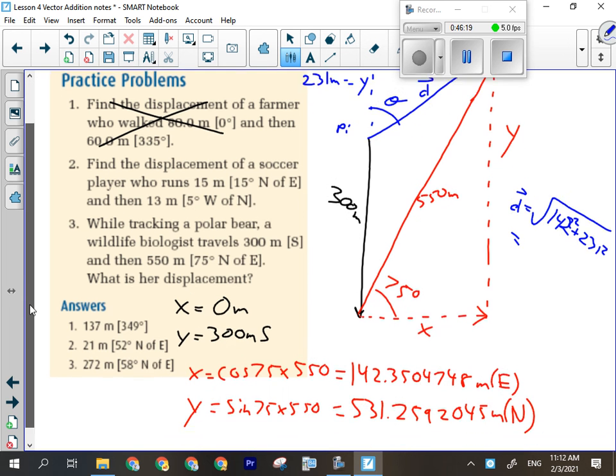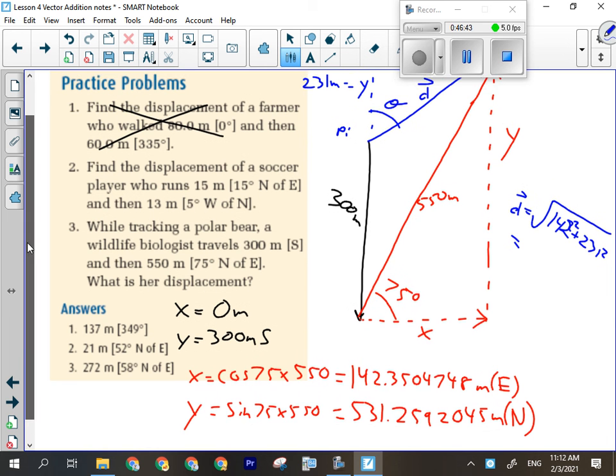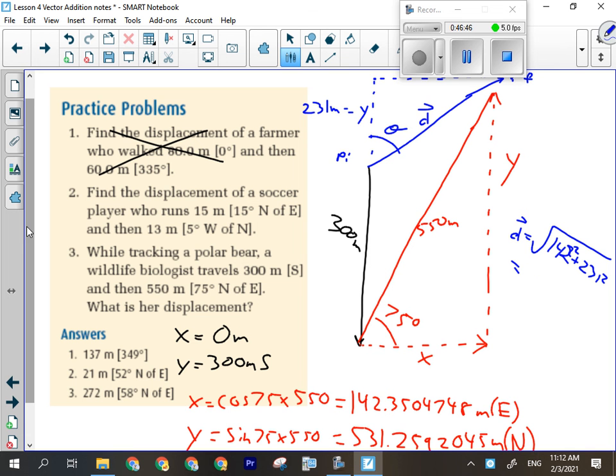Okay, so I'm going to have 142.3504748 squared plus 231.2592045 squared. All right, so my overall resultant here, or D, is going to be 271.5593 meters. All right, so that's the magnitude.